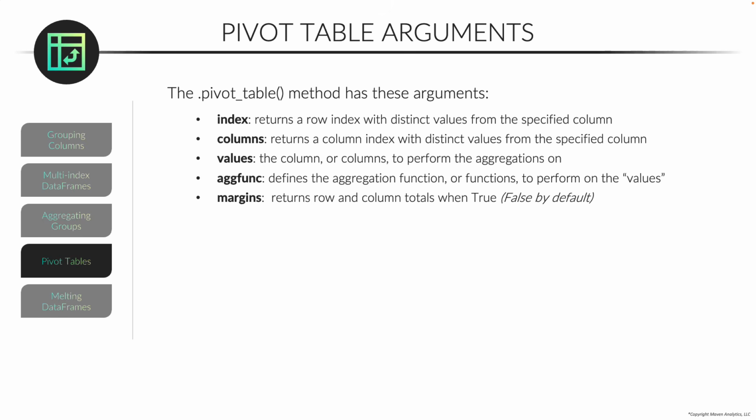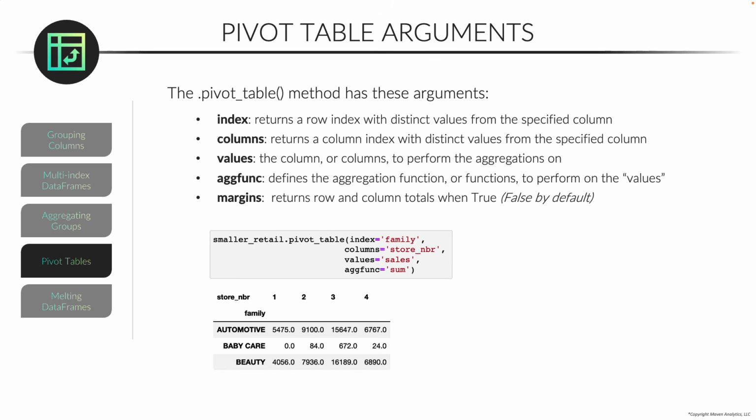Let's take a look at one in Pandas. Here we specified family as our index, so each unique family in our data frame becomes a row in this pivot table. Our columns are our store number, so each unique store number in our data frame becomes a column. We then specify that we want to aggregate sales, and our agg func argument specifies we want to sum sales. And that's as simple as it is to create a pivot table in Pandas.